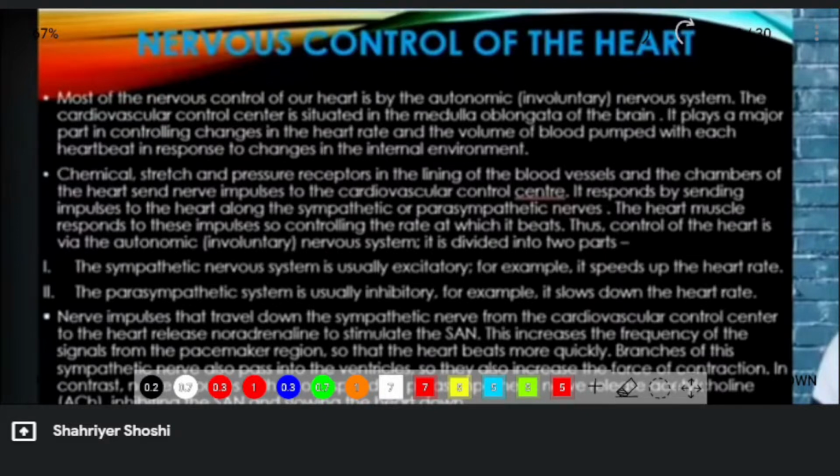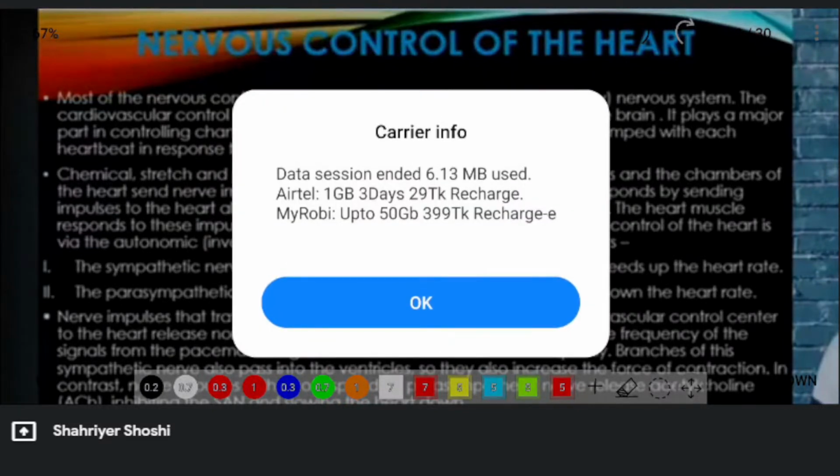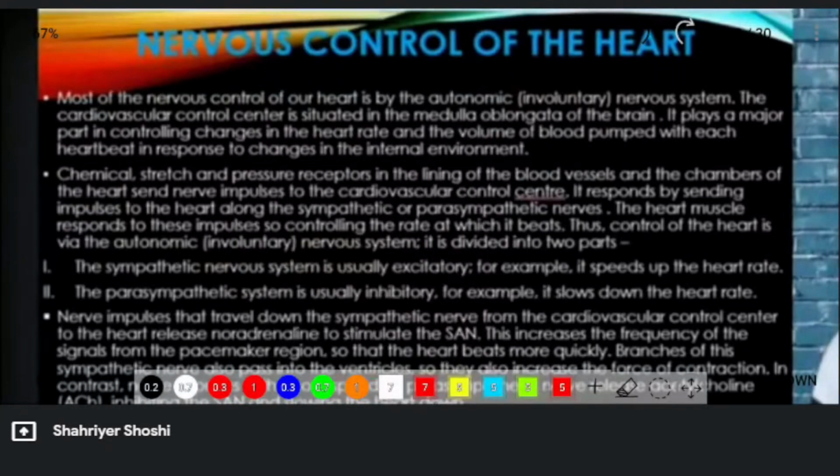So basically, our heartbeat is controlled by this autonomic nervous system or the involuntary nervous system. Can you intentionally control your heartbeat? No.